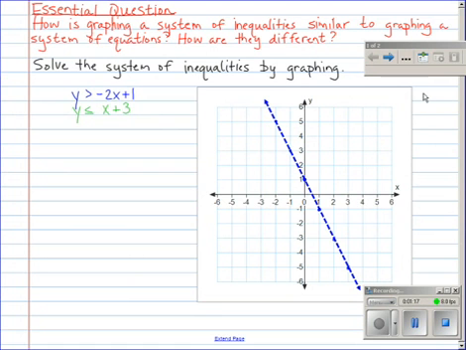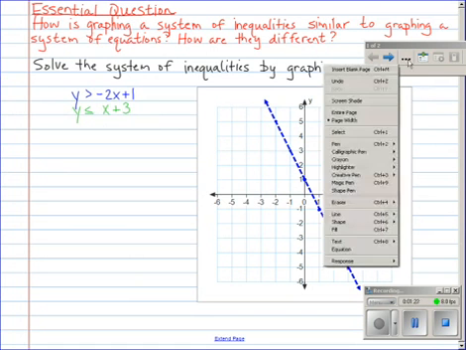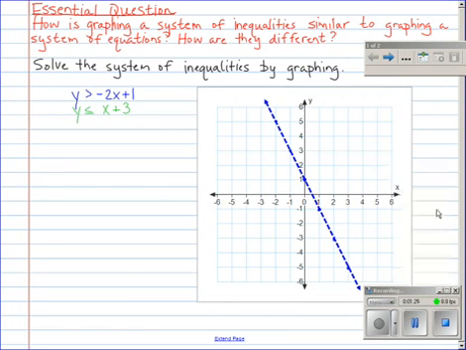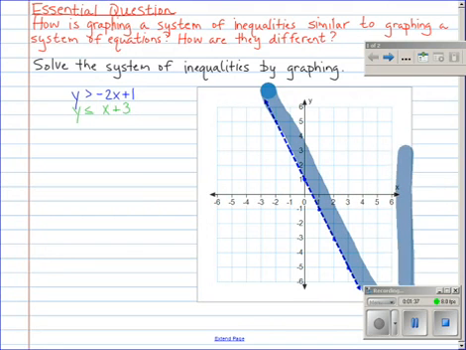We didn't have to shade with equations, we do have to shade with inequalities. So we actually want to shade the numbers that would be greater than negative 2x plus 1. So we're actually going to shade to the right of this line.